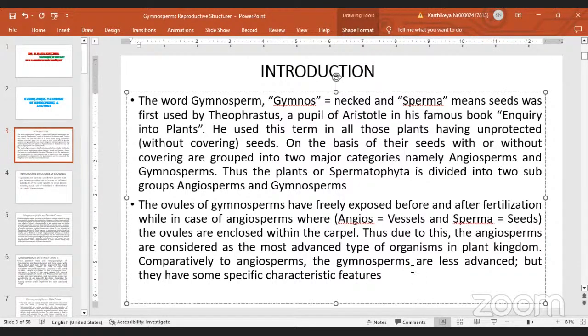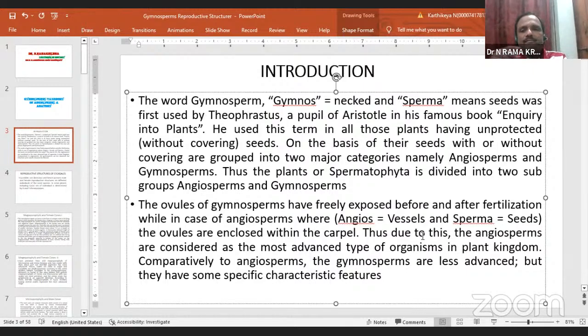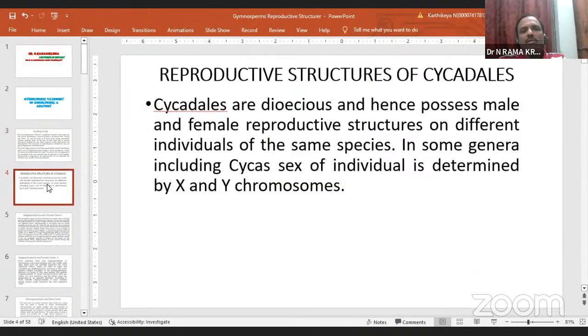The ovules of gymnosperms are freely exposed before and after fertilization. While in angiosperms, where vessels are present, the ovules are enclosed within the carpel. Thus the angiosperms are considered the most advanced type of plants in the plant kingdom. Gymnosperms are less advanced, but they have some specific characters or features. We discussed all these points in the last class.